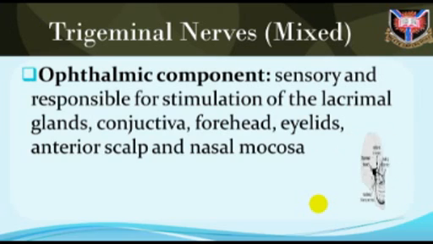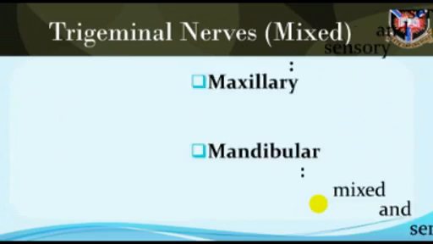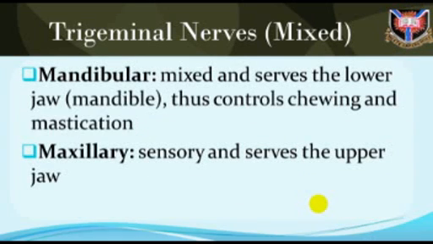Trigeminal nerves have ophthalmic, maxillary, and mandibular branches. The maxillary component is sensory and supplies the cheeks, gums, upper teeth, and lower eyelids. The mandibular component is both sensory and motor. They supply the teeth, gums, lower jaw, pinna, lower lip, and tongue. With these, the nerves control chewing and mastication.